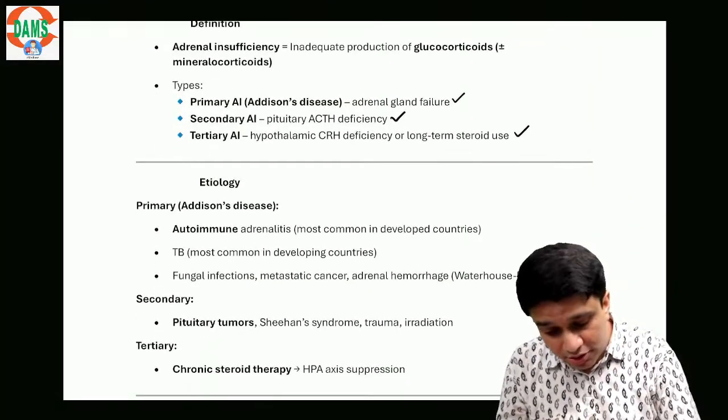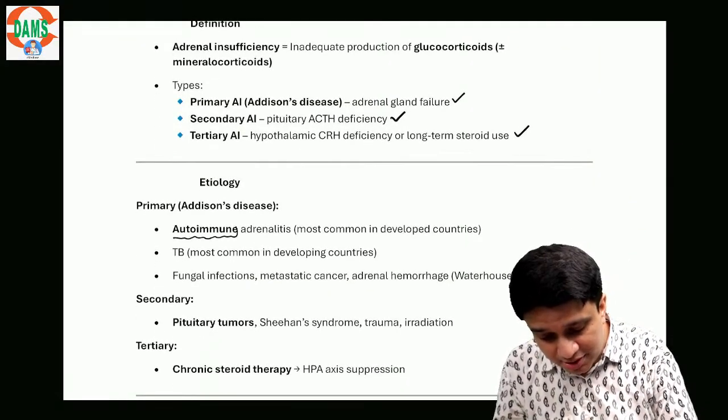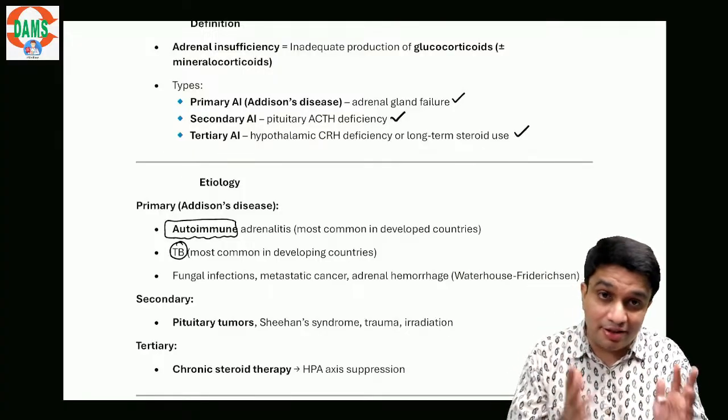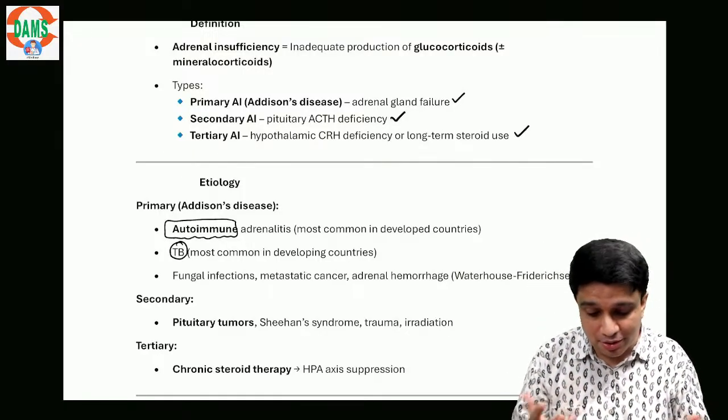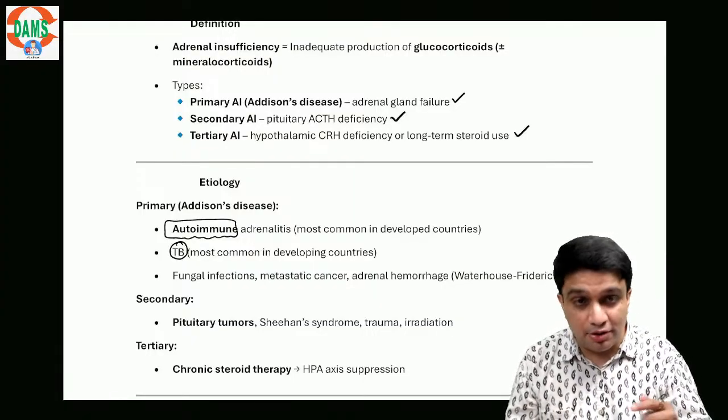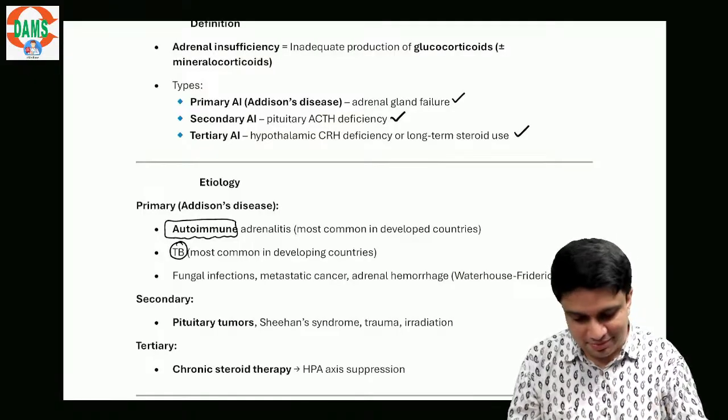Okay. The cause for this primary adrenal insufficiency is autoimmune. Tuberculosis in Harrison is still written. We have to obey the Bible. Tuberculosis, developing country. As per them, India is a developing country. But friends, wait for some time.